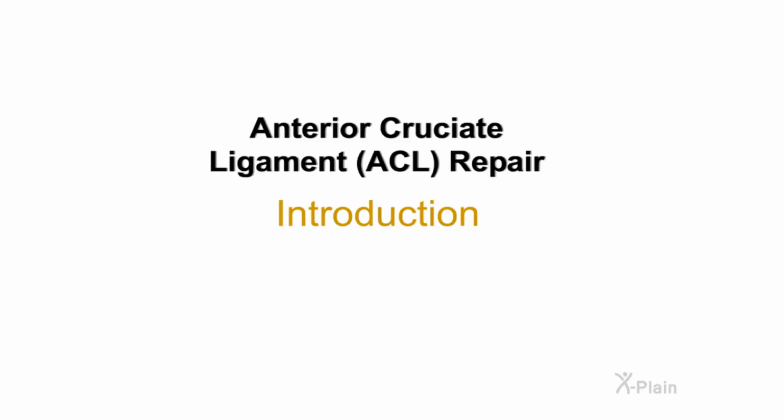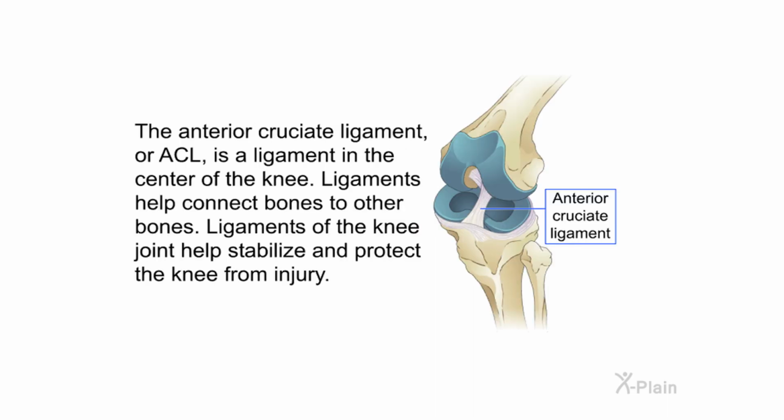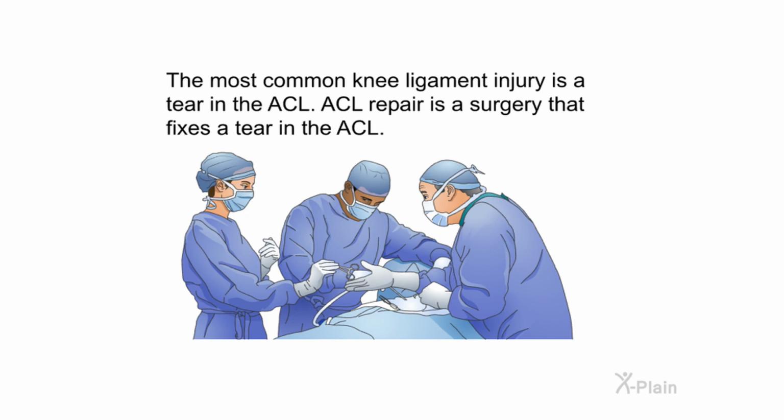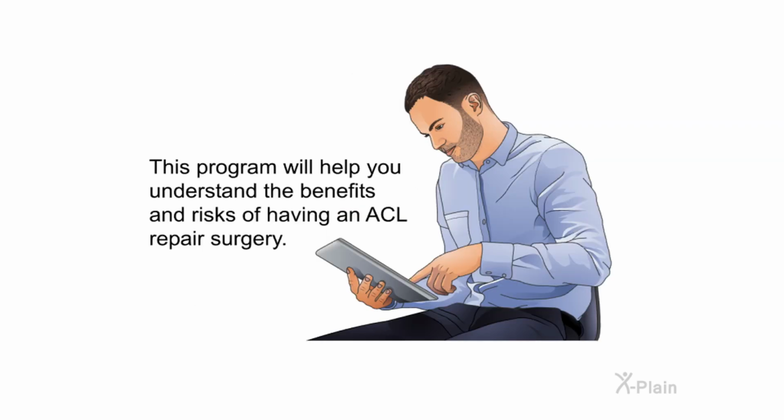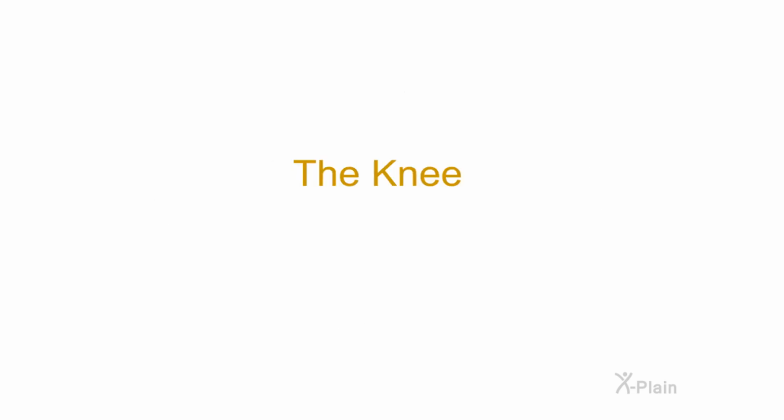Anterior Cruciate Ligament, ACL repair. Introduction. The anterior cruciate ligament, or ACL, is a ligament in the center of the knee. Ligaments help connect bones to other bones. Ligaments of the knee joint help stabilize and protect the knee from injury. The most common knee ligament injury is a tear in the ACL. ACL repair is a surgery that fixes a tear in the ACL. This program will help you understand the benefits and risks of having an ACL repair surgery.